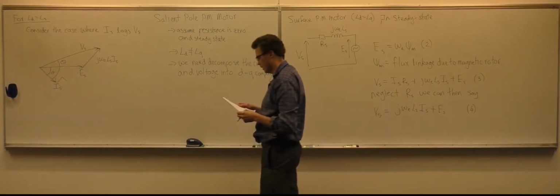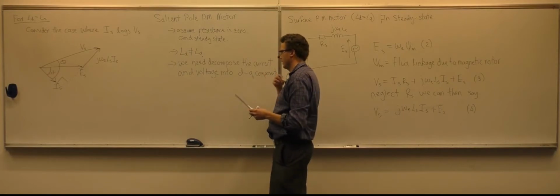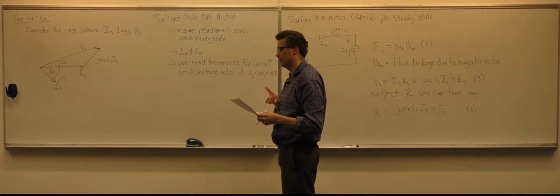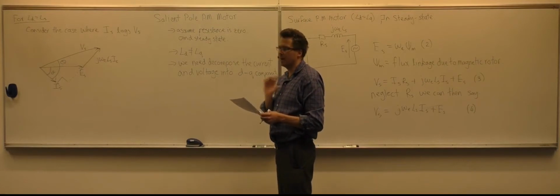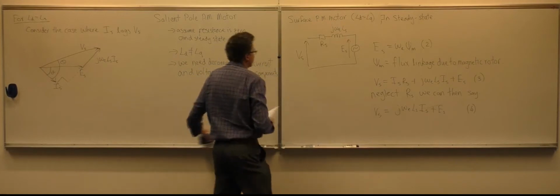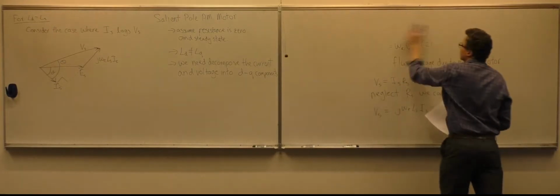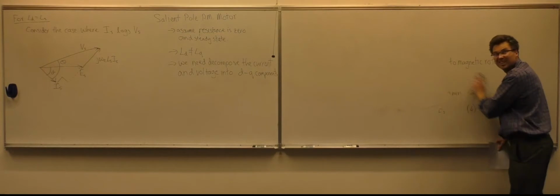So the ID current would mean that it is a current that is creating a flux that is in the same direction as the magnet flux, for example. Okay. Any questions on that?